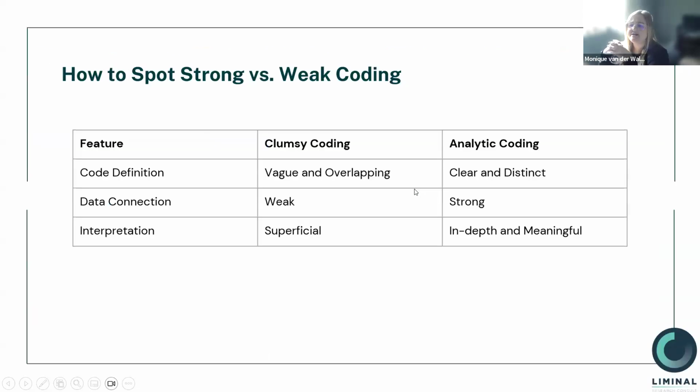We also need to consider that if you're going to look at weak coding, you also need to look at your code definition. It needs to be clear. It needs to be distinct. It needs to reflect the context of the participants.